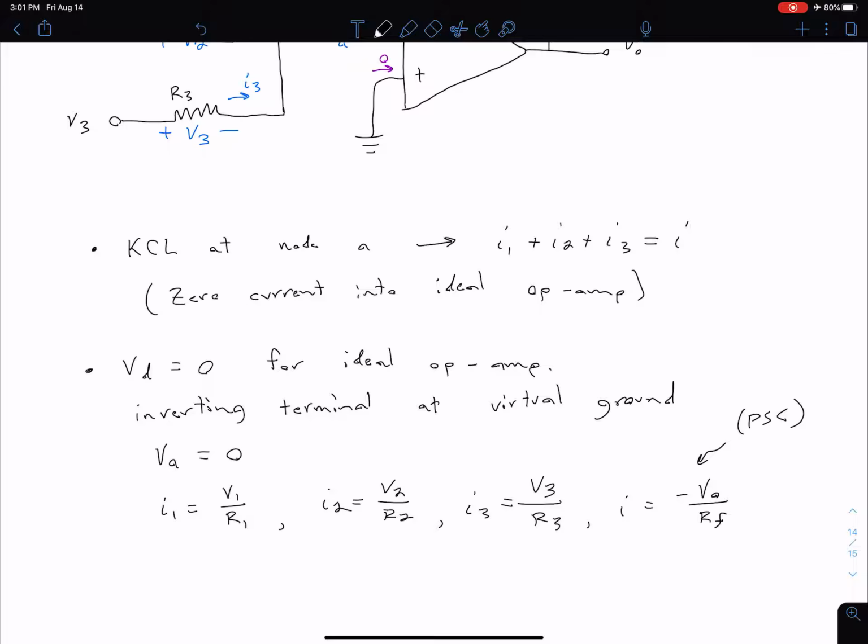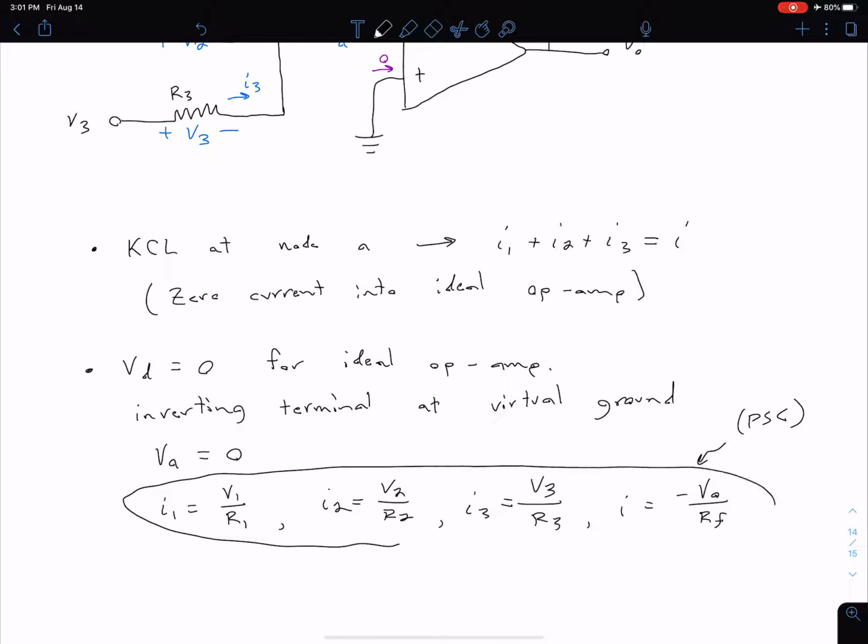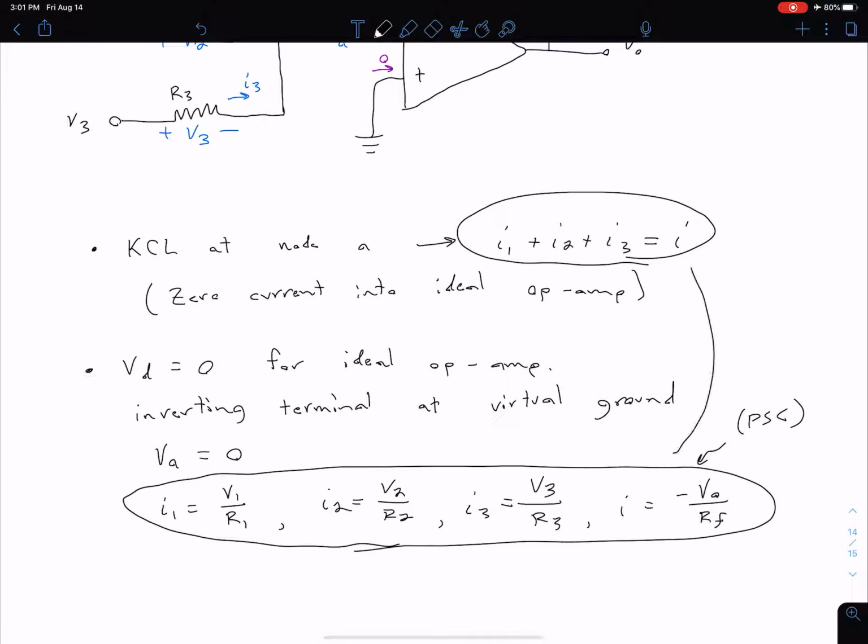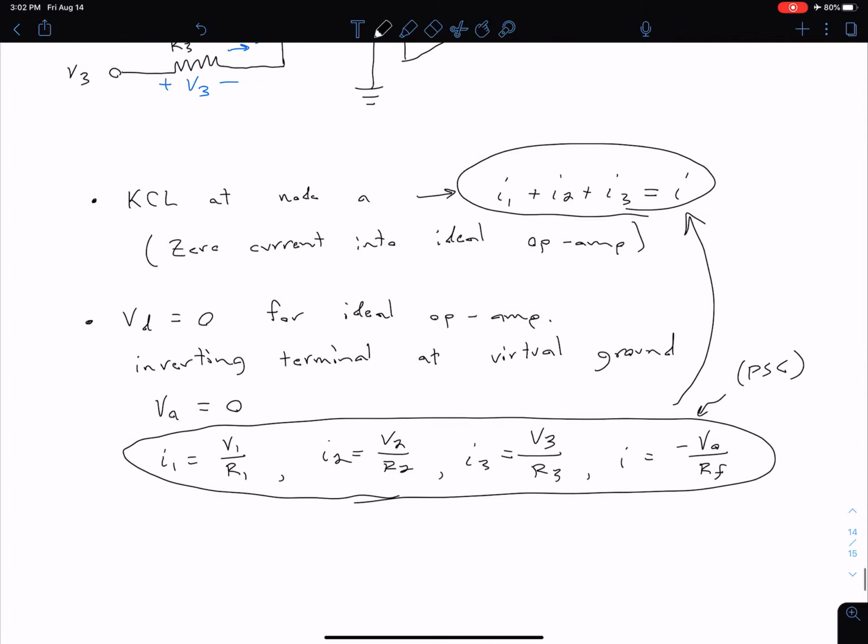So now what we're going to do is take these expressions for our currents right here, and substitute them back up into our initial KCL equation. And from there we can solve for our relationship between our output voltage and our various input voltages, V1, V2, and V3. So a little different again from previous circuits because now we have multiple inputs. Okay, so let's do that.